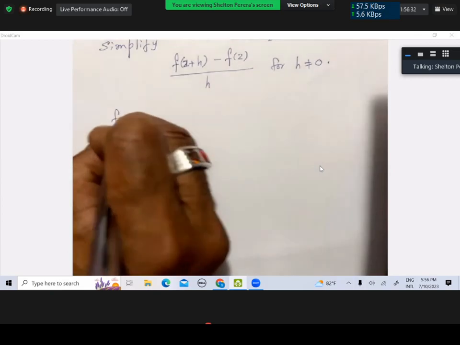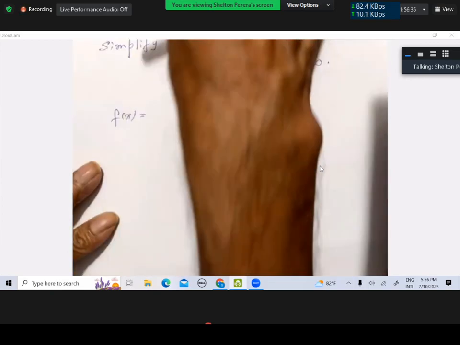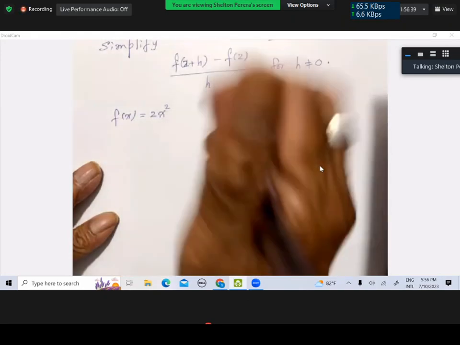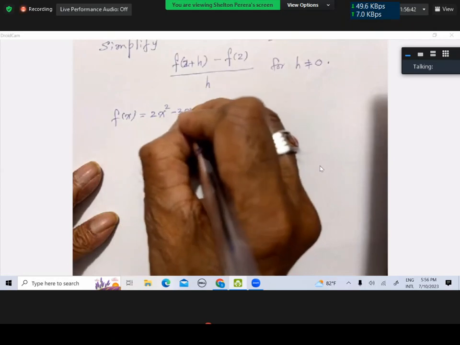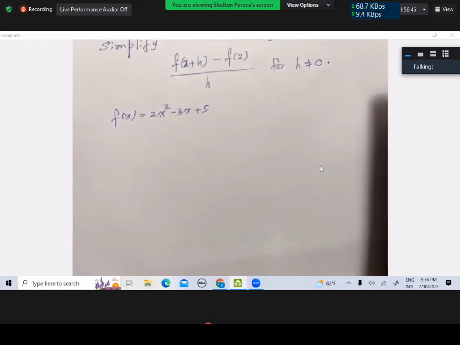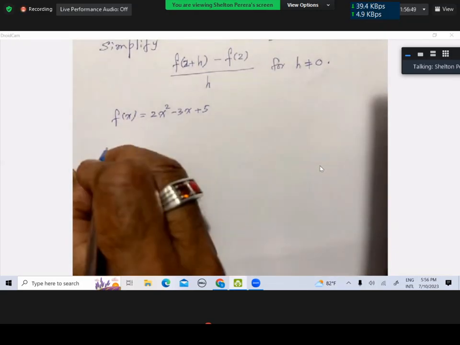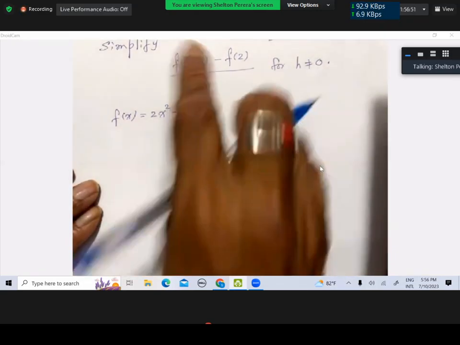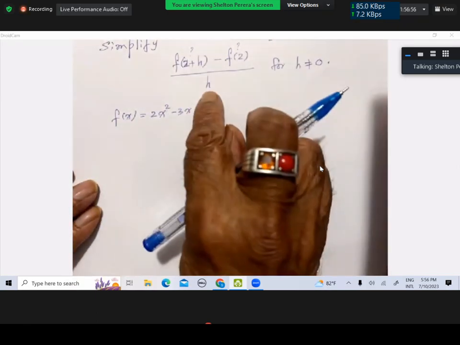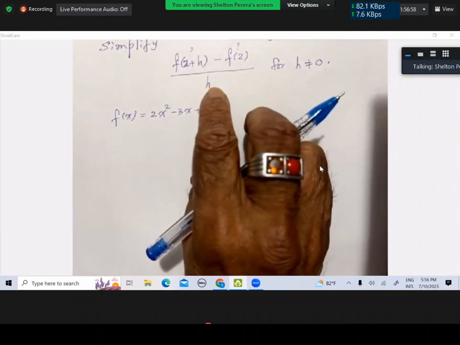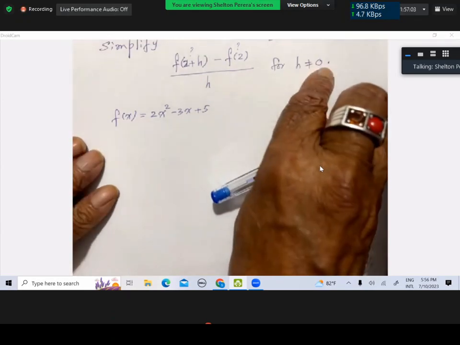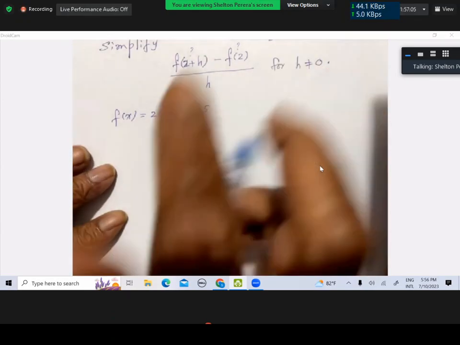What is f of x? F of x is going to be 2x squared minus 3x plus 5. I need to find this now. And then h is of course okay. Now h is non-zero. Since there is a denominator, we have told that h is not equal to 0.